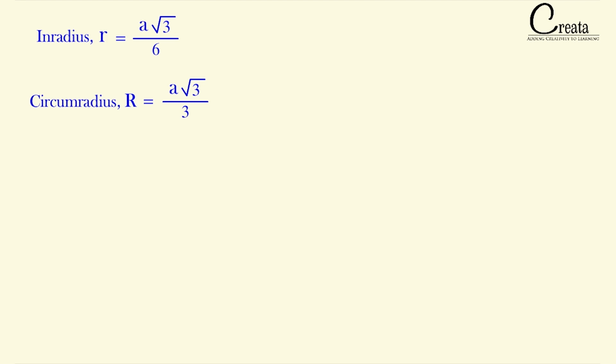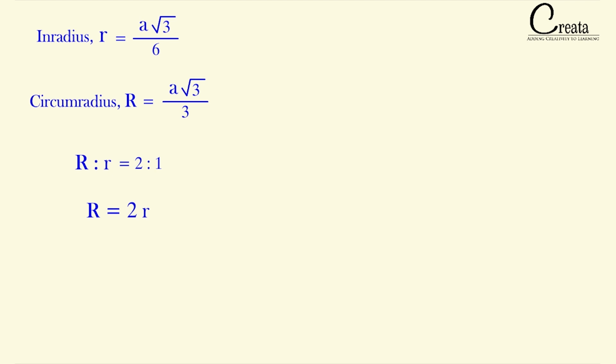Are you able to observe, if we take the ratio of circumradius to the inradius, that is capital R to the small r, we got the ratio as 2:1. So the ratio of circumradius to the inradius is 2:1. That is, circumradius is twice the inradius. For an equilateral triangle, circumradius is twice the inradius, or the ratio of circumradius to inradius is 2:1. This is also an important observation.